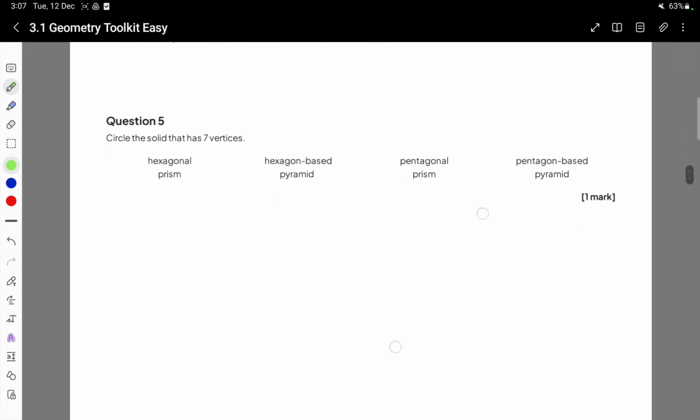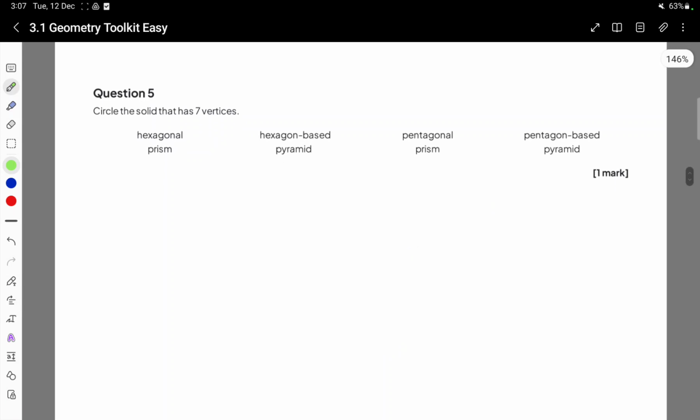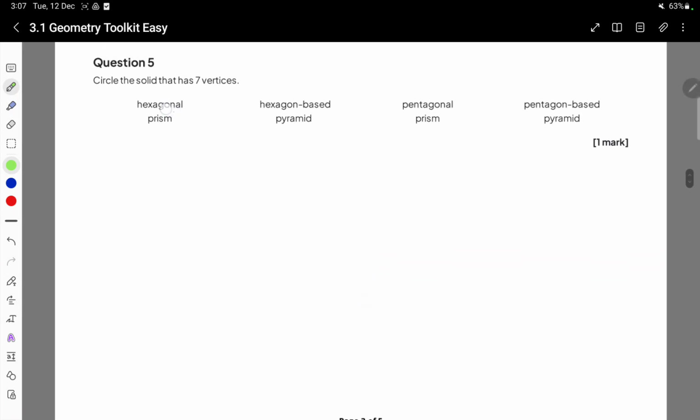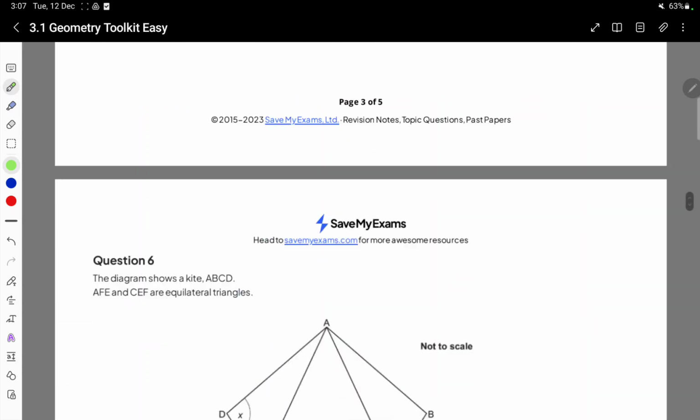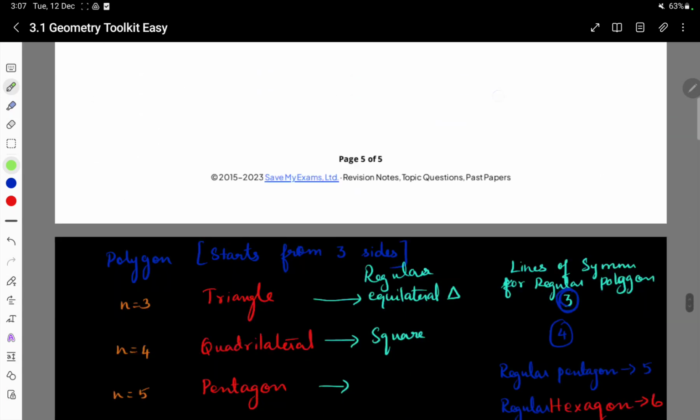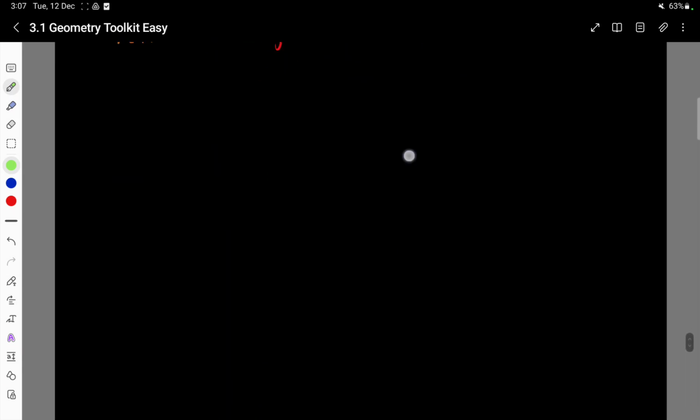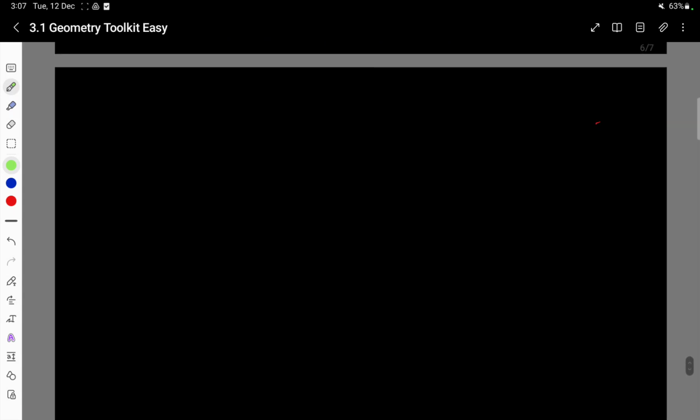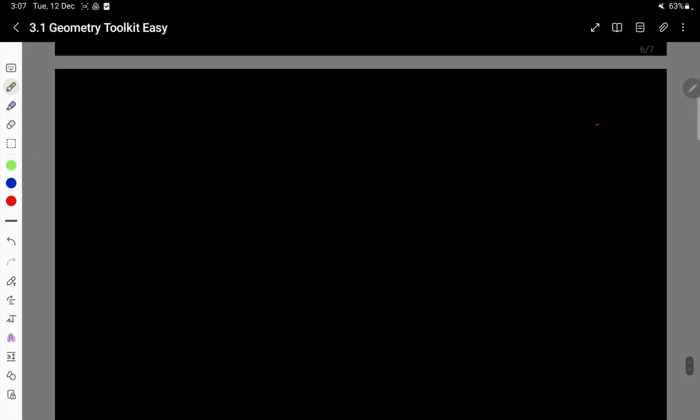Now the fifth question. Circle the solid that has 7 vertices. So we have to circle the solid which has 7 vertices. Okay. First here we have a prism and here we have a pyramid. So first I will tell the difference between prism and pyramid. I'll write here prism, pyramid.